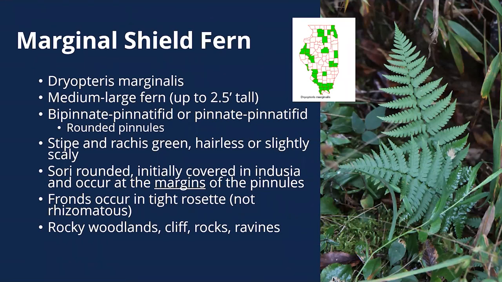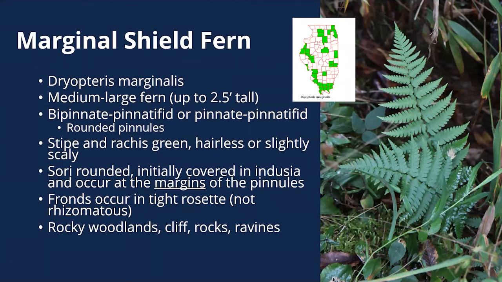The stipe and rachis is green, can be slightly scaly or somewhat hairless. But the big difference is the sori. If you look on the underside of these fronds, they're rounded sori covered in a little indusium, almost like a little donut, and they occur right at the margins of the pinnules. Also, this one's really not rhizomatous, but instead it forms tight rosettes. So you have these circles of fronds that come out of the ground instead of loose clusters.